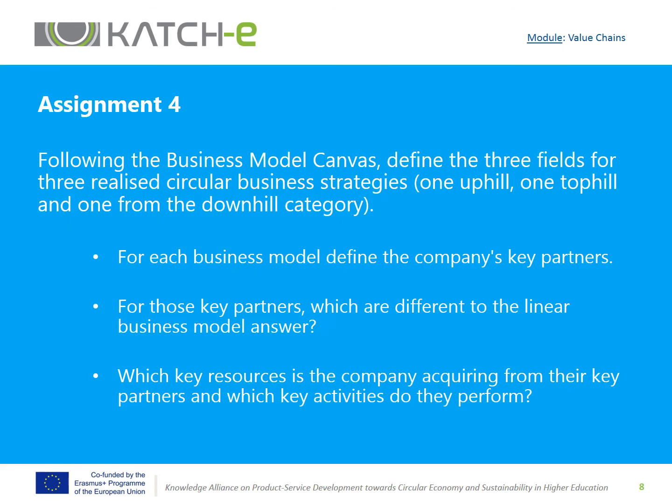Following the business model canvas, define the 3 fields, key partners, key resources, and key activities for 3 realized circular business strategies, 1 uphill, 1 tophill, and 1 from the downhill category. For each business model, define the company's key partners. For those key partners, which are different to the linear business model? Answer: which key resources is the company acquiring from their key partners, and which key activities do they perform?